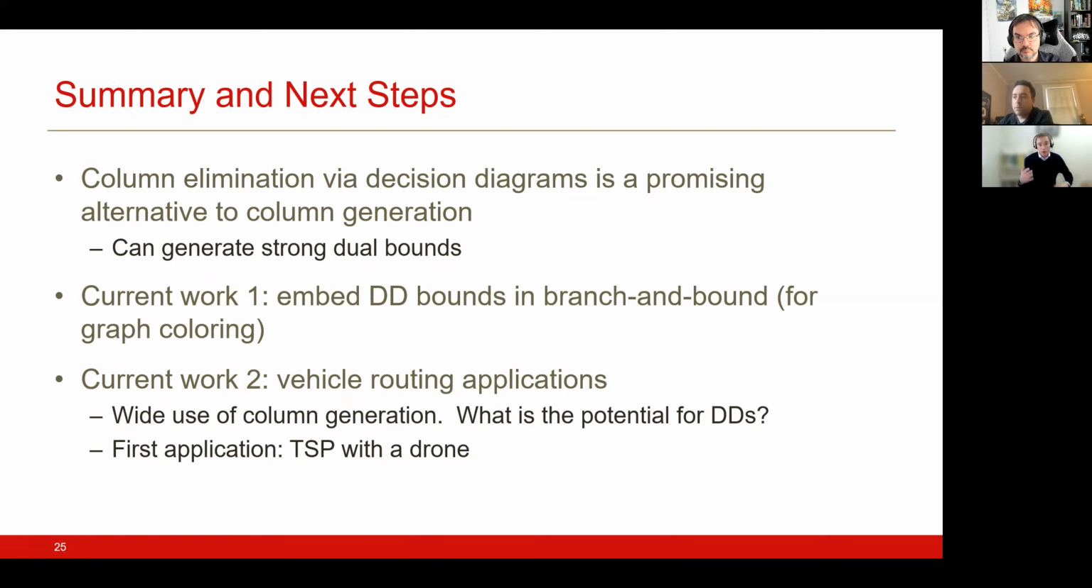And the other thing would be looking at different applications. This was the starting point, graph coloring, but it's very generic. We don't have to stop here. So the next application that we're going to look at is vehicle routing. And that's work with ZA Tang.